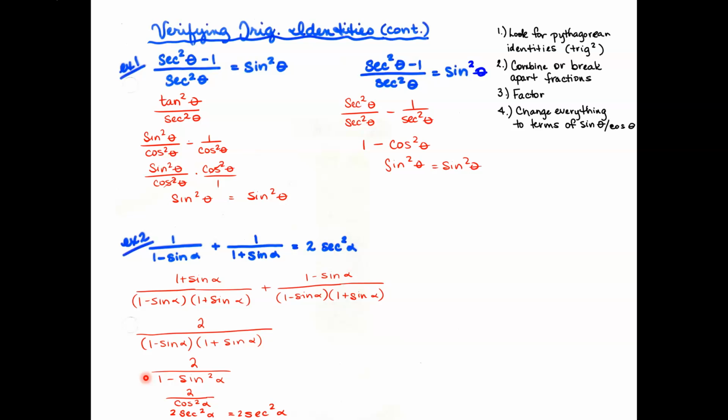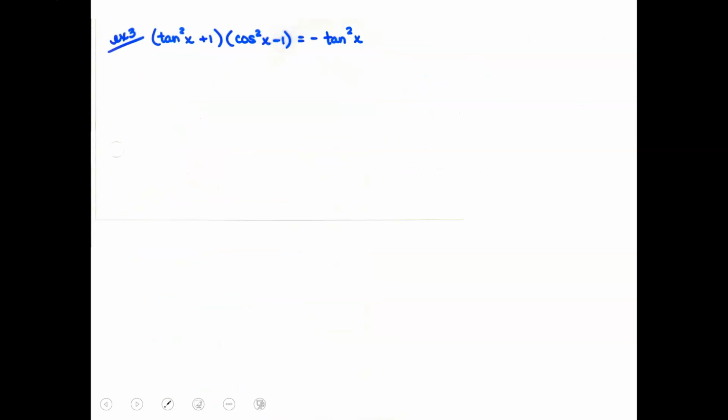But you may get to this point and say, okay, the 2's are the same, and I have 1 minus sine squared down here. I have cosine squared down here. I know cosine squared is 1 minus sine squared. How do I get 1 minus sine and 1 plus sine to be 1 minus sine squared? Is that possible? Oh yeah, if I FOIL them out, there it is. And so sometimes I can make those pieces fit together in that way.